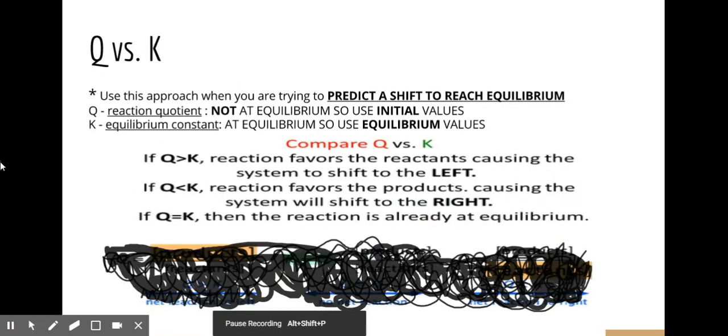So now we're on to our discussion of Q versus K. You like my scribbles at the bottom? I didn't like the diagram that they gave you. I wanted to do something different in how I approach it. So that's why you see all the squiggles.